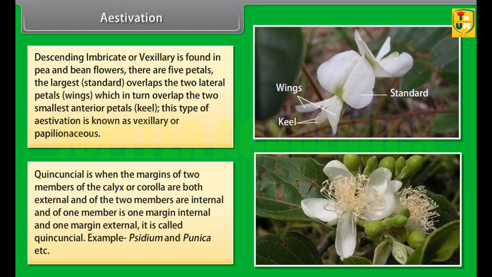Quincuncial is when the margins of 2 members of the calyx or corolla are both external, 2 members are internal, and of one member one margin is internal and one margin external. Then it is called quincuncial. Example, Psidium and Punica, etc.